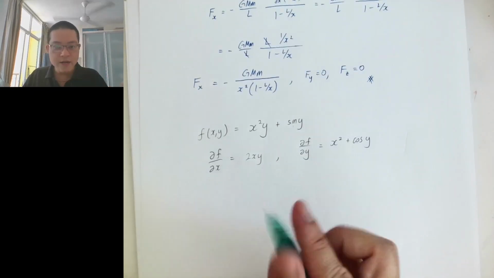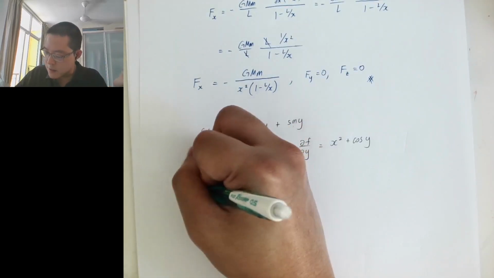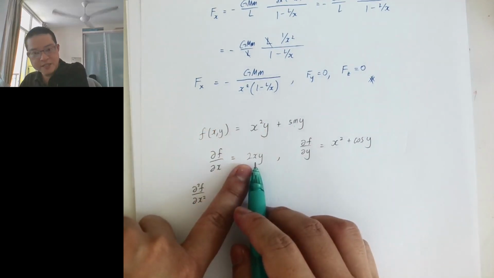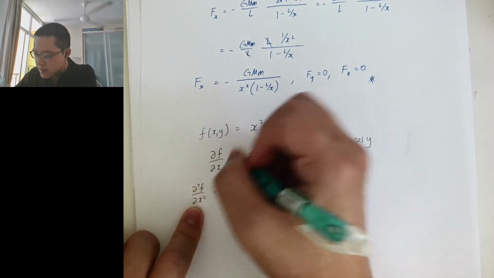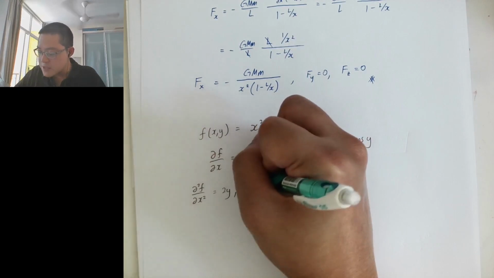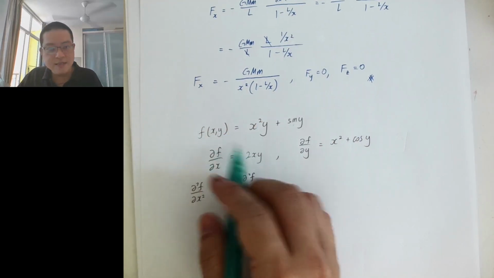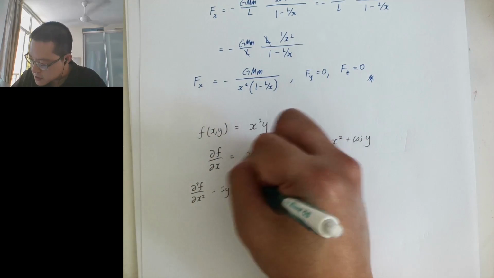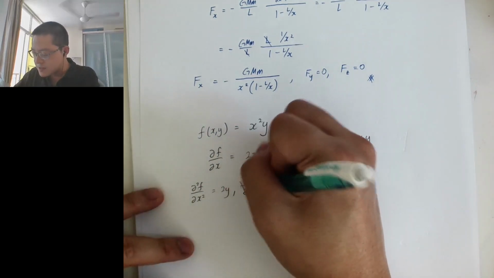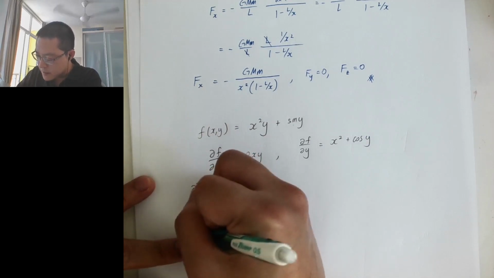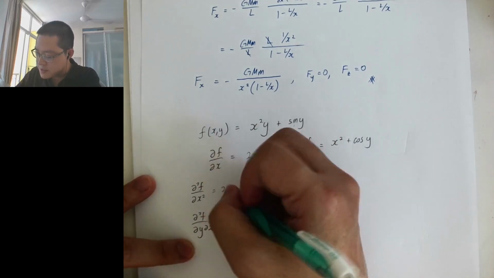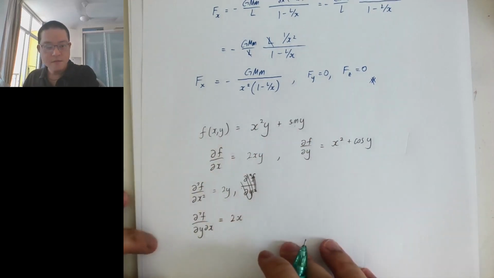And then you can do the higher derivative as well. The second partial derivative of f with respect to x means you differentiate again, still x, so I get 2y. In fact, I can mix partial derivatives. So I take this and differentiate with respect to y. Partial squared f, partial y, partial x. So it becomes 2x, right?